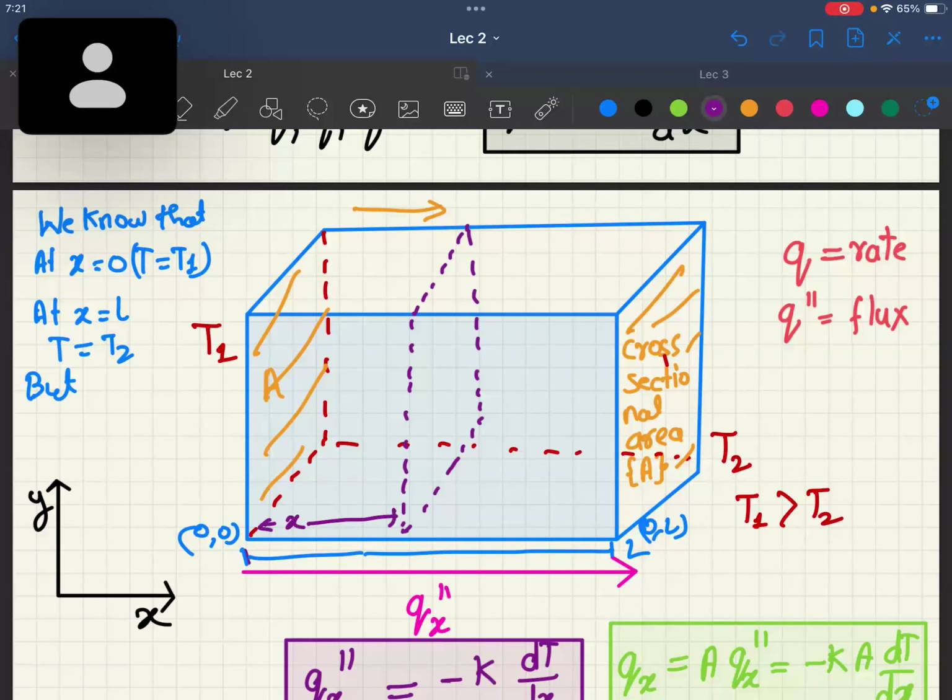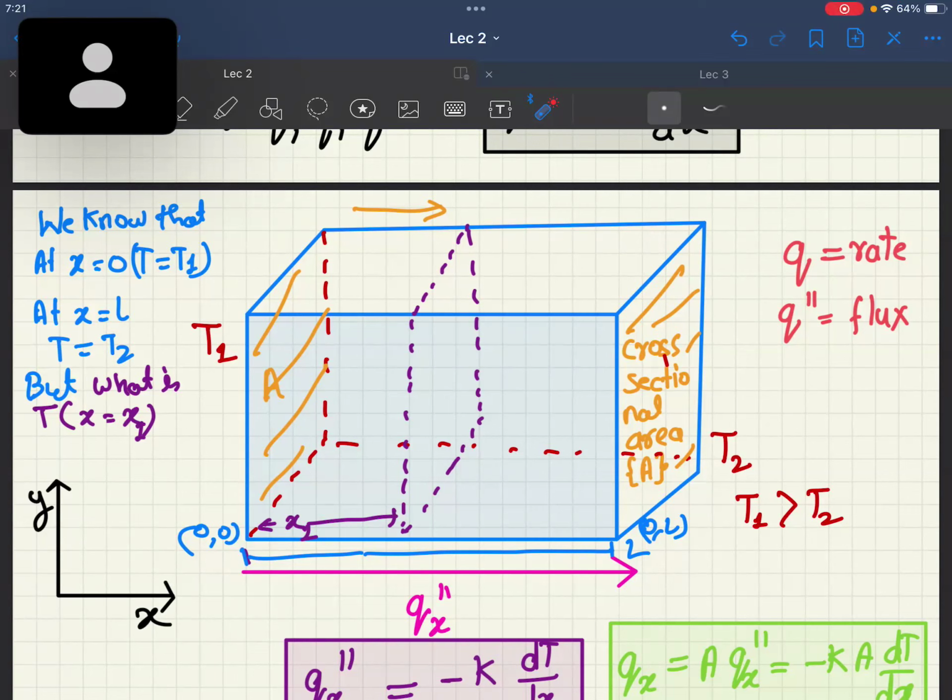ठीक है, what is T at x equal to, let's say, x1? यहाँ पे टेम्परेचर क्या है? That is what we need to find. So how will you do it? In order to calculate this, we need a temperature profile. अगर मुझे dt by dx पता है कि क्या temperature gradient है, then I can find out what is the temperature at this particular any location.